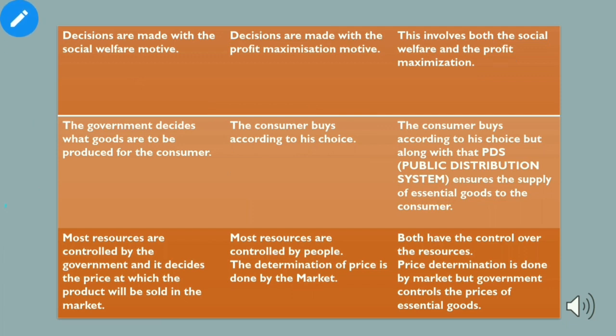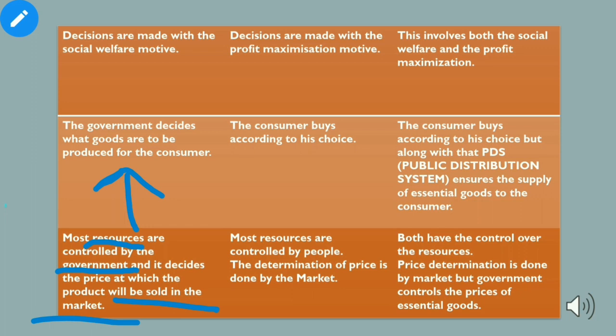And the next point of difference is that most resources are controlled by the government in the case of a centrally planned economy. Because the government is controlling the resources, they will decide at what price the product will be sold in the market. They are even deciding what product should be produced, right? And they will only decide what the price of the product should be when it is going to be sold in the market. The consumer plays no role.